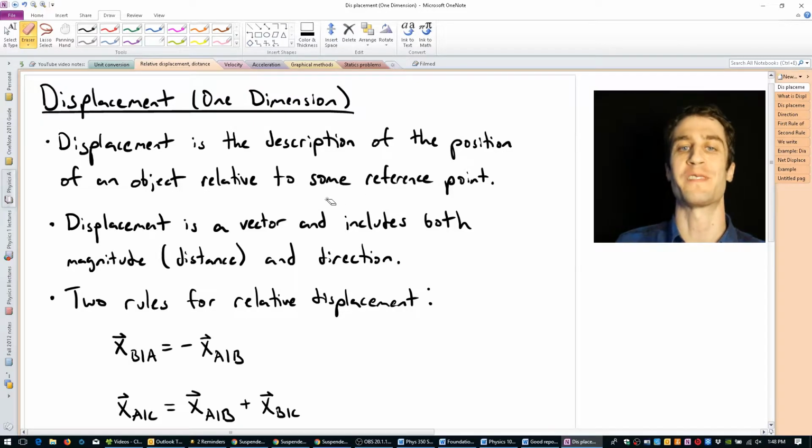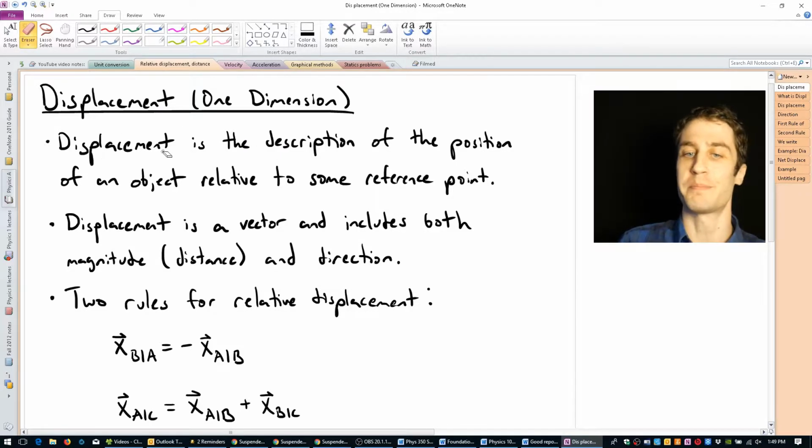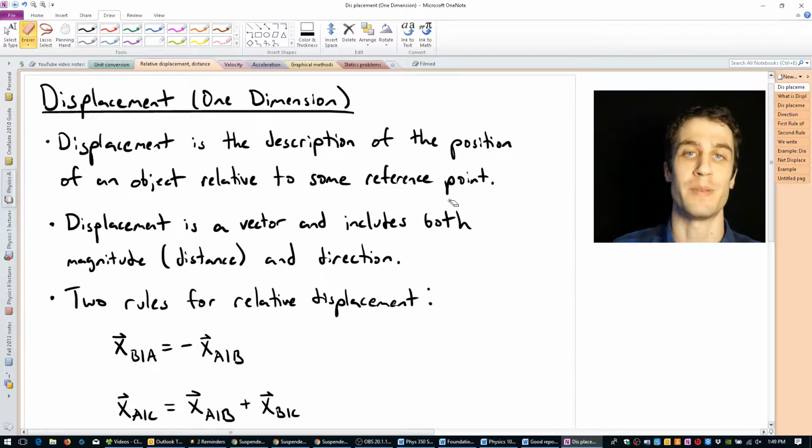Hi everyone, the topic for this video is displacement in one dimension. We'll cover displacement in two dimensions in another video. Displacement is the description of the position of an object relative to some reference point. That reference point might be another object, or it might be where the object in question started. Displacement is a vector and includes both magnitude, which I'll say is a distance, and direction. I'll talk about those in a little bit.